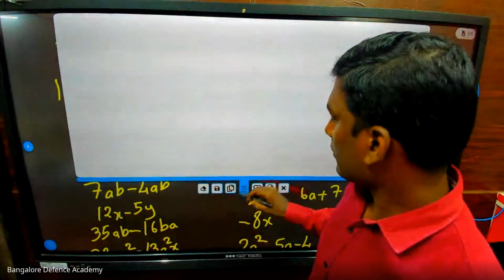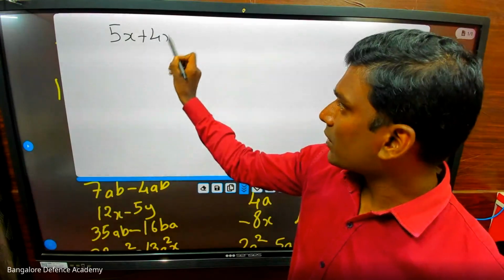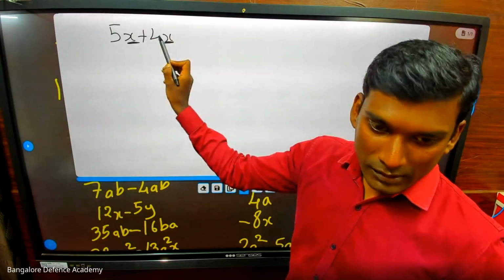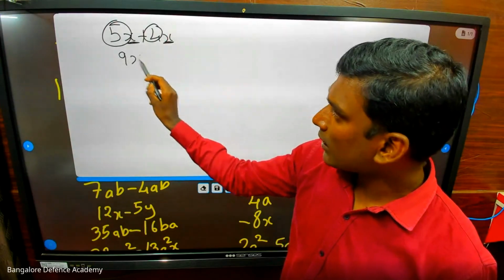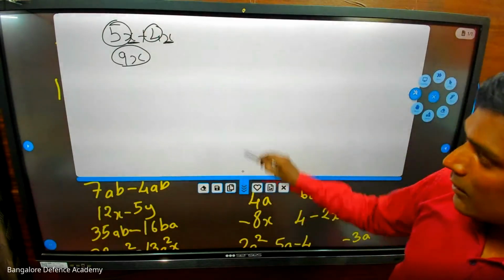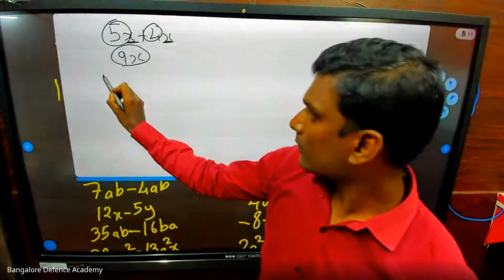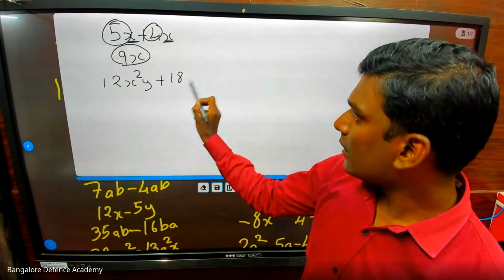What is the first question? Sir, 5x plus 4x. First, you should remember the variable should be same, x and x. Then you will add. So 5 plus 4 gives me 9x. So the answer for the first one is 9x. You got it right? Yes. Second, 12x square y plus 18x square y.